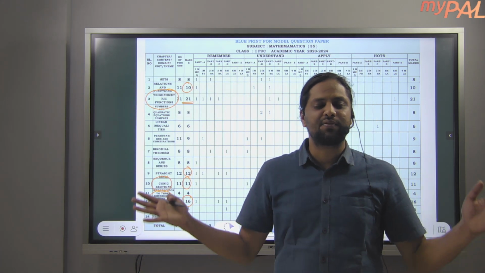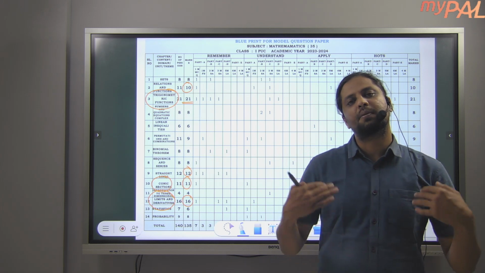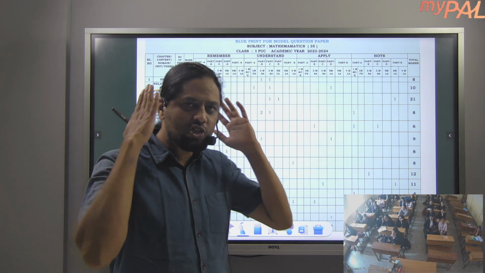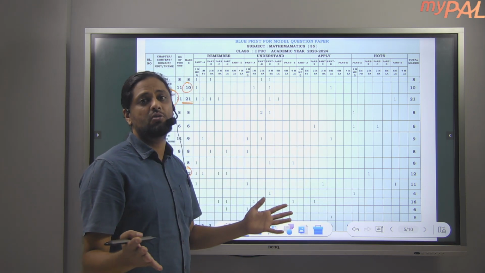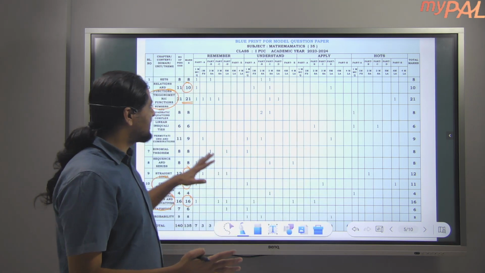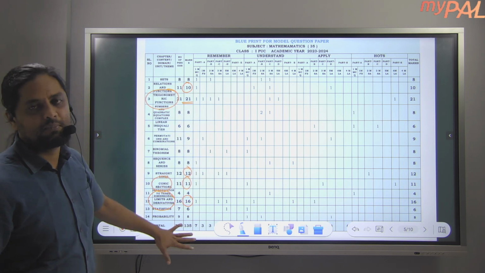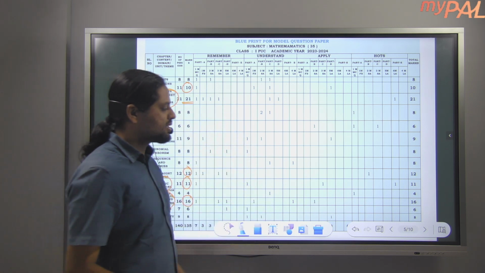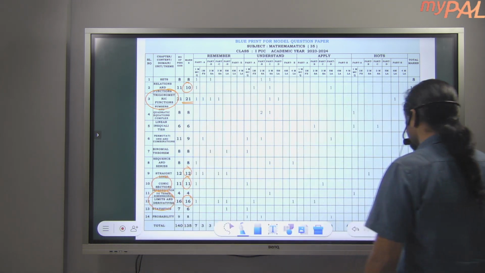But say for example you have not prepared throughout the year, or not prepared for the exams well. At least you know which chapters to focus on, which will fetch you more marks. So you can keep that in mind with this blueprint, which is available for you. We'll also make sure that this PDF is shared so that you have it for reference.